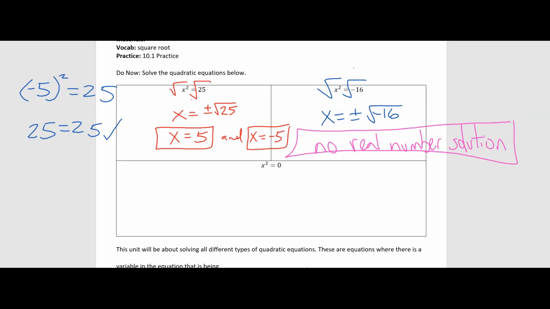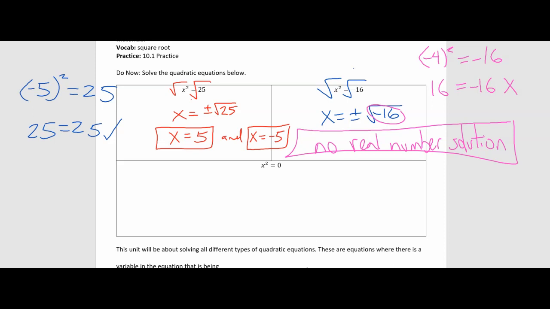Well, if we're taking a square root, we're looking for a number that we can multiply by itself to get the number underneath the radical sign. And there's no real number that you can multiply by itself to get negative 16. And we can check, right? If we did negative 4 squared is equal to negative 16, well, negative 4 times negative 4 gives me positive 16. And then all of a sudden this equation is false.